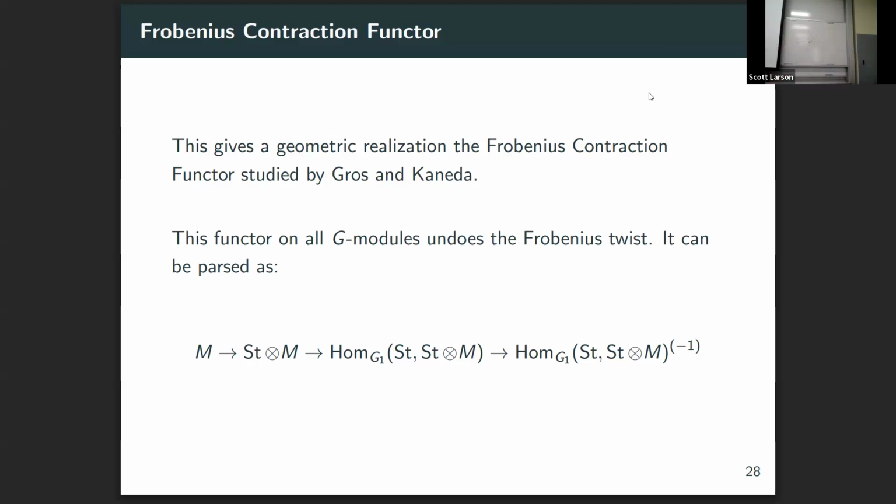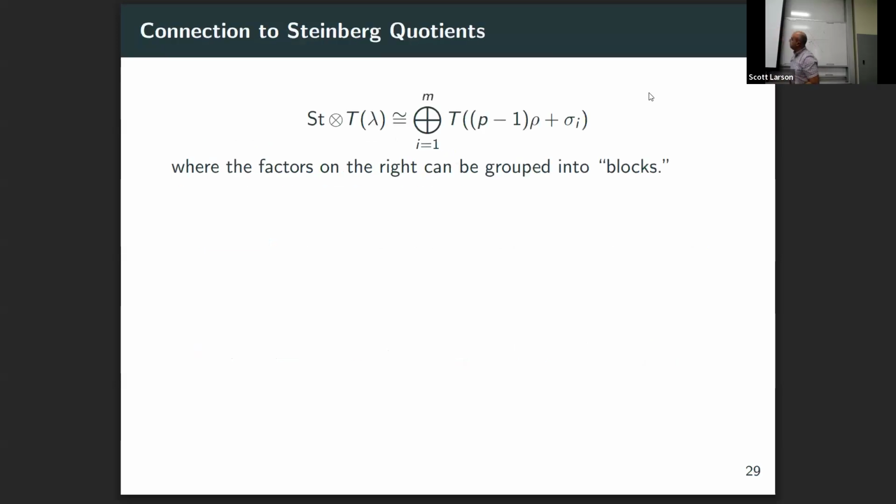Here's how you can parse what it does. The Frobenius contraction takes a module M for G and tensors it with the Steinberg module. That's an exact functor because you're tensoring over the field. Then you take Hom over G1 from Steinberg into that. Steinberg is projective and injective over G1, so that's an exact functor. And then what you get is a module that's trivial over the Frobenius kernel. So it's a twisted thing, and you untwist it at the end. That untwisting is like, in their scheme, when you recognize that there's a piece that's isomorphic to the whole, and it's that isomorphism at the end that this is doing.